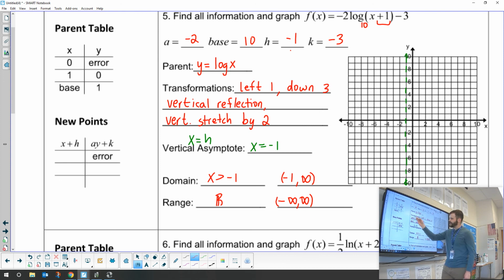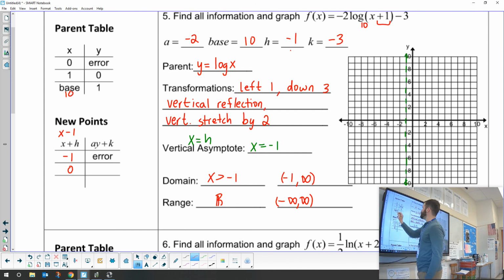Okay, then let's find some new points to put on my graph. My first point here, we're going to have x - 1, because that's what my h is. So let's work these out. First off, 0 minus 1, -1. 1 minus 1, 0. My base, what is my base? Oh, it's 10. Okay, so that number is 10. 10 minus 1, 9. So there's my x's.